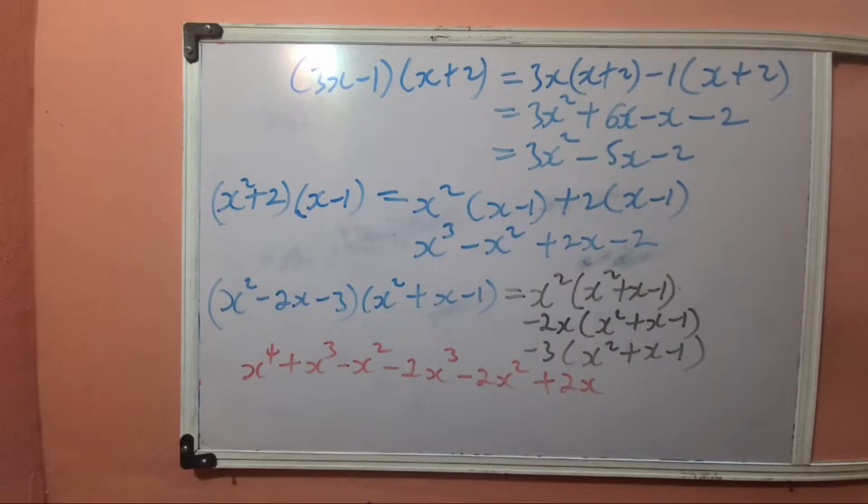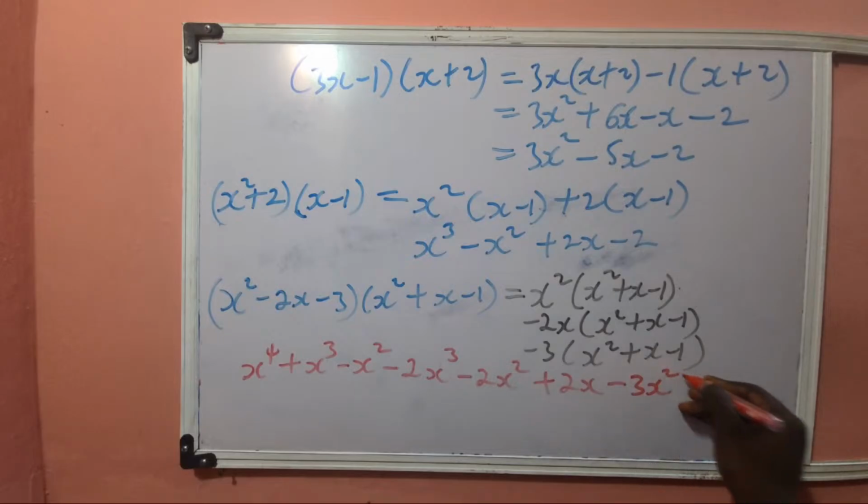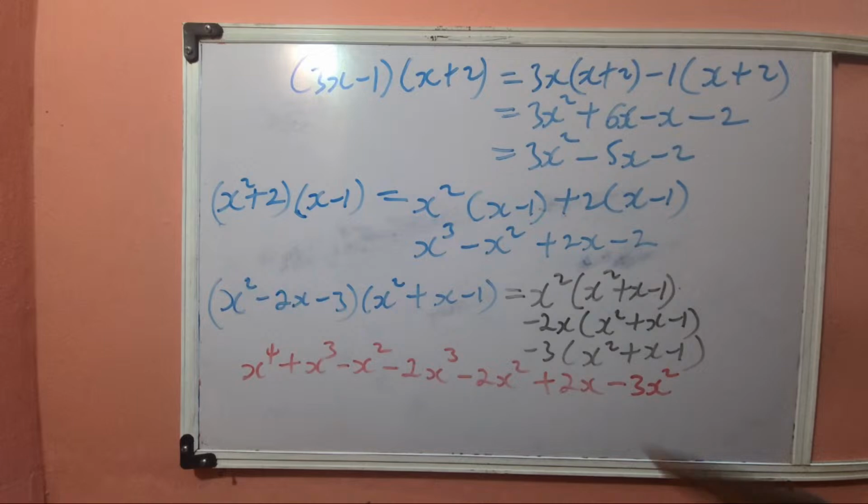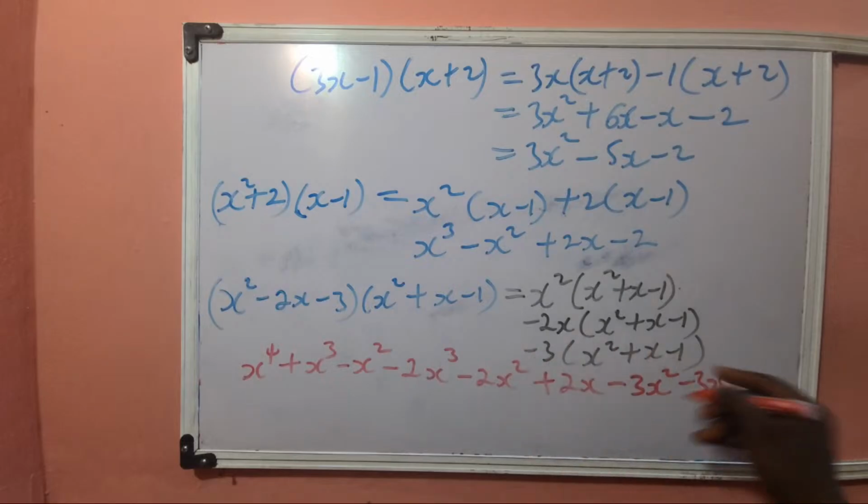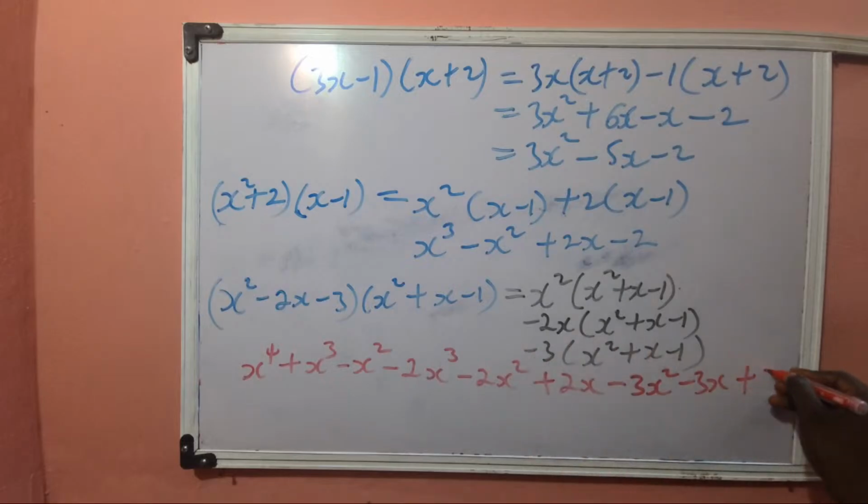Then what do we do next? We do the very last one there. Minus 3 times x squared, that will be minus 3x squared. Minus 3 times x, we have minus 3x. And minus 3 times minus 1, we have plus 3. Minus times minus gives us a value of plus. Now you can see what we have right now. Now we have to go on to try and solve whatever is solvable.